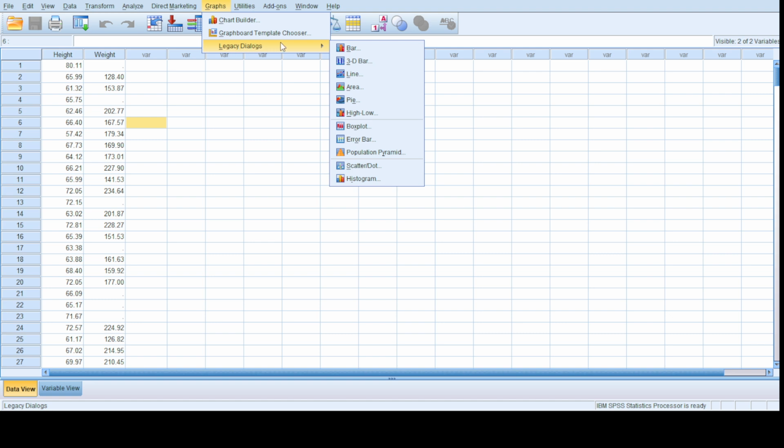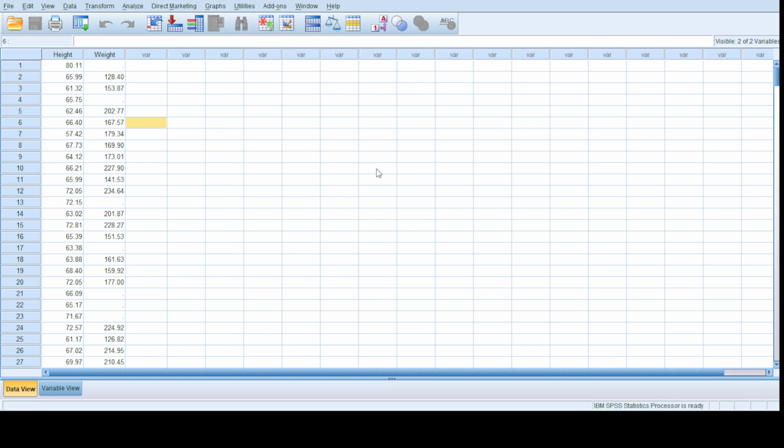Right, and go to scatter or what? Or dot. And click. We don't need to select the data. The SPSS, sir, please, after legacy dialog, where are we going, sir?